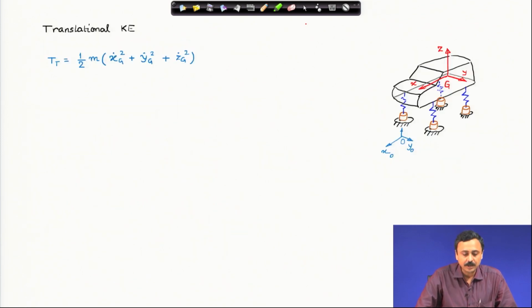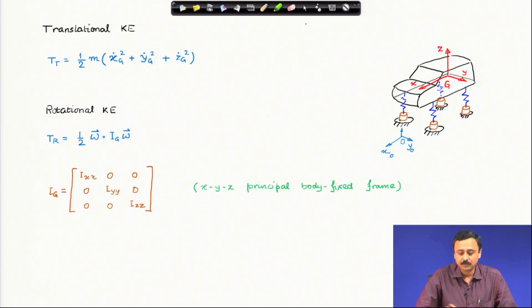Once these things are done, we are now ready to write down the elements that are required for our Lagrangian. First is the kinetic energy of the system. I am considering that the kinetic energy contribution comes from the vehicle body. This has two parts: the translational kinetic energy, which is written here, half times mass times the velocity square of the center of mass, and the rotational kinetic energy, which we have seen is half omega transpose I g omega. I g is the moment of inertia tensor about the center of mass, which I consider known.